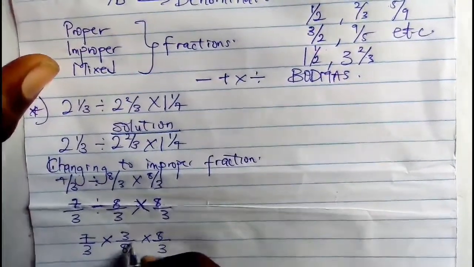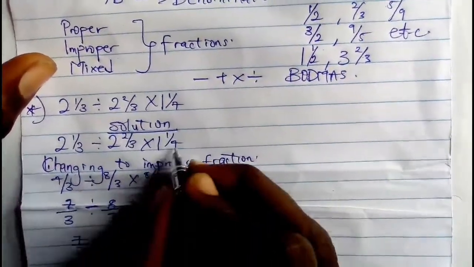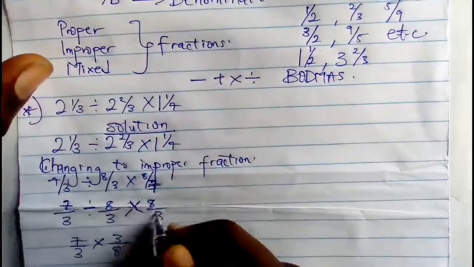So please, here is 7, the denominator. Please, here is 7.